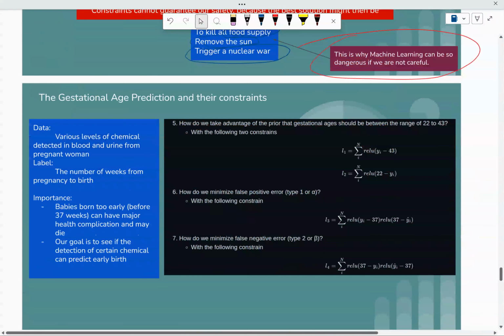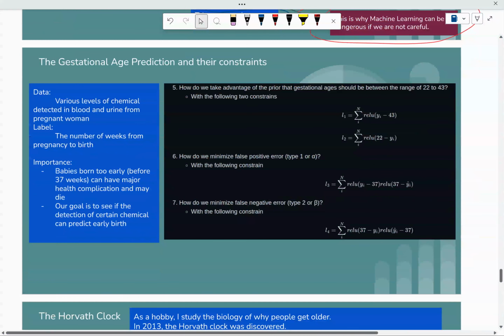All right, another example of constraints. When I was working as a researcher, we looked into predicting the gestational age when the baby comes. I had to add a bunch of constraints, for instance, when the baby is born too early, at 37 weeks.